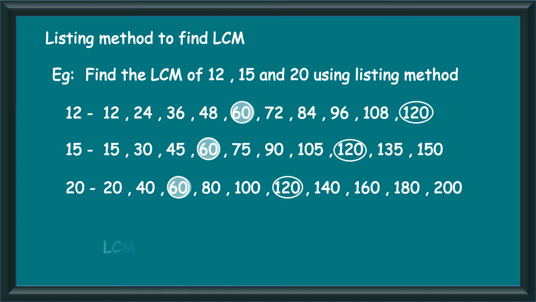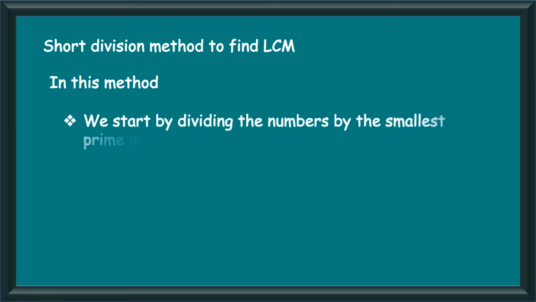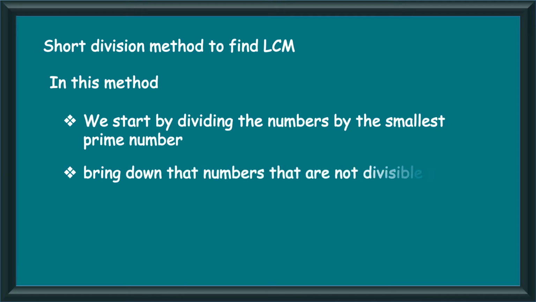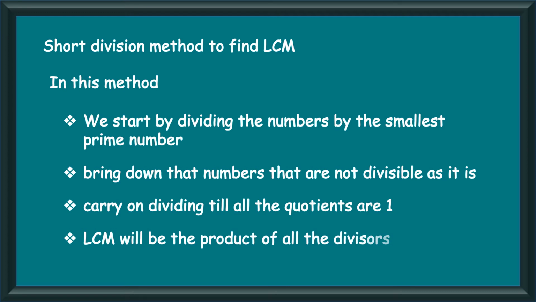Hence, the LCM of 12, 15 and 20 is 60. There is one more method that is used to find the LCM, the short division method. In this method, we start by dividing the numbers by the smallest prime number. Bring down the numbers that are not divisible as it is. Carry on dividing till all the quotients are 1. The LCM will be the product of all the divisors.